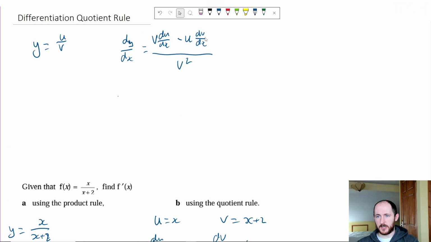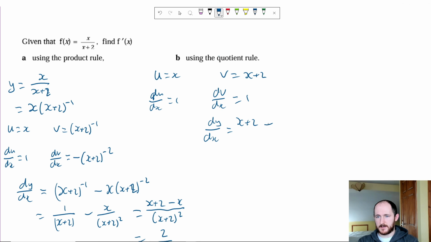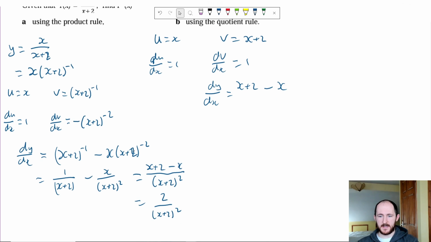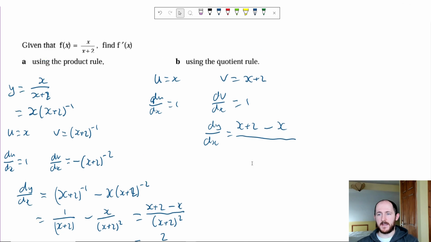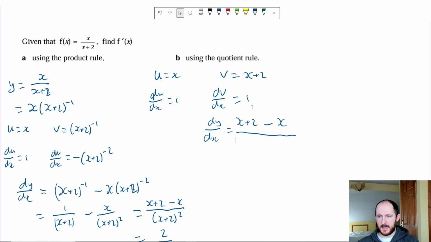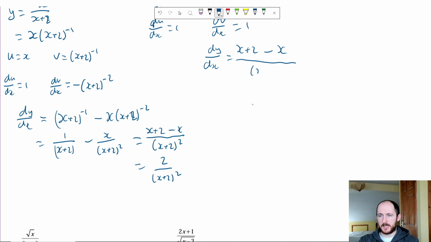Then it's minus u dv dx, so minus u times this and minus x. So you're probably seeing that it's the same numerator we got here, all over v squared. So that's going to be x plus 2 squared. Which again, if you put that all together, we get the exact same answer using the product rule as using the quotient rule.